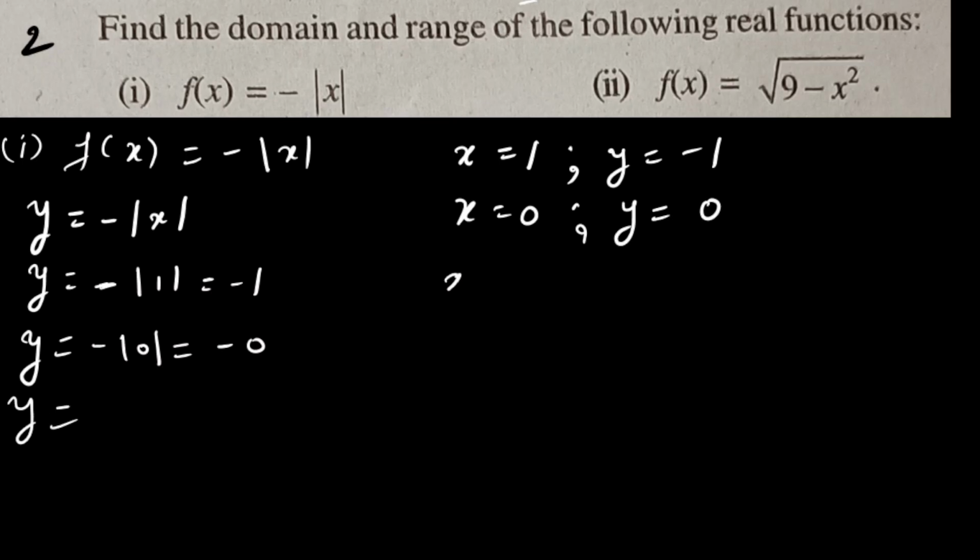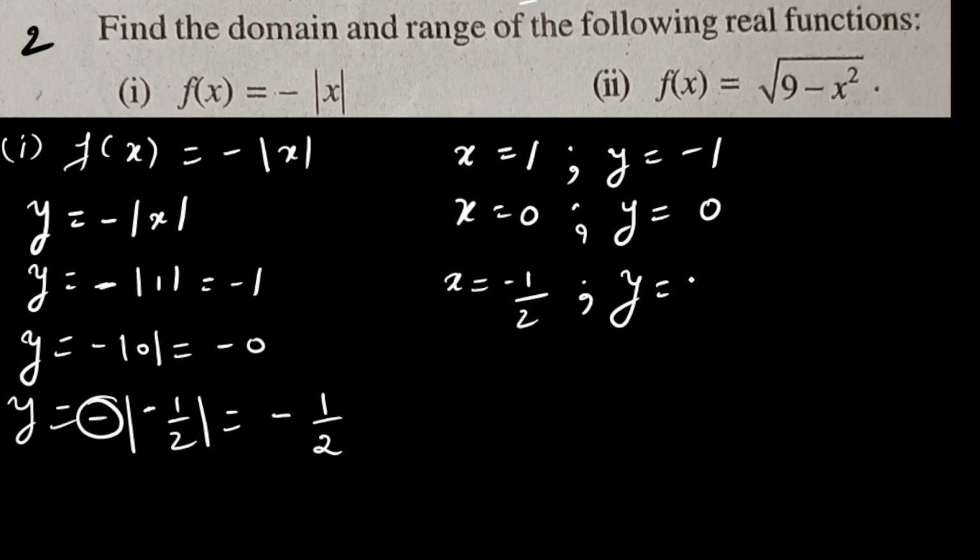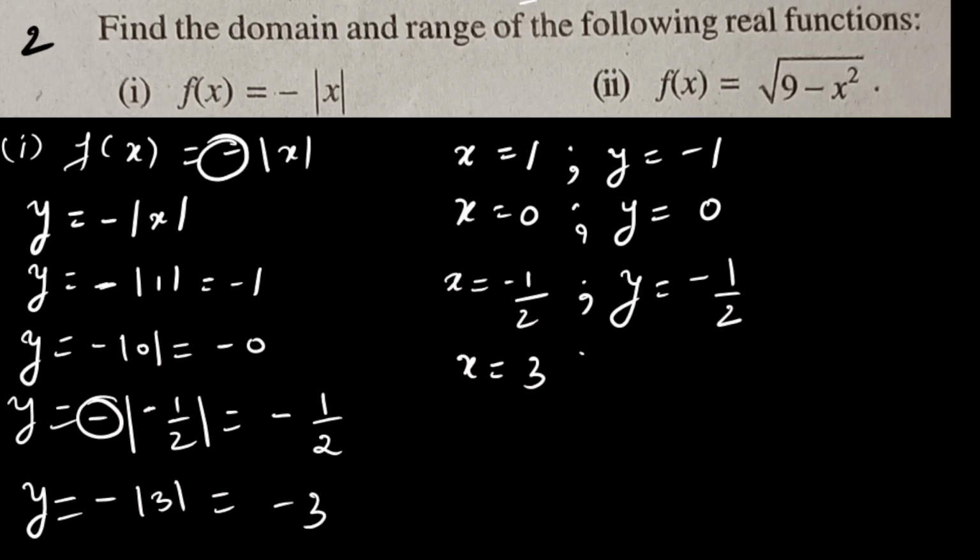Suppose I write the value of x as minus 1 by 2. So minus of mod of minus 1 by 2. Mod of minus 1 by 2 is positive only, but we have this minus sign here. So I'll get minus 1 by 2 as the answer. So y's value here is minus 1 by 2. Let's take one more example. Suppose I take the x value as 3. Mod of 3. Again, because of this negative sign, you can see y is always negative. So from here we'll decide the domain and range of this function.